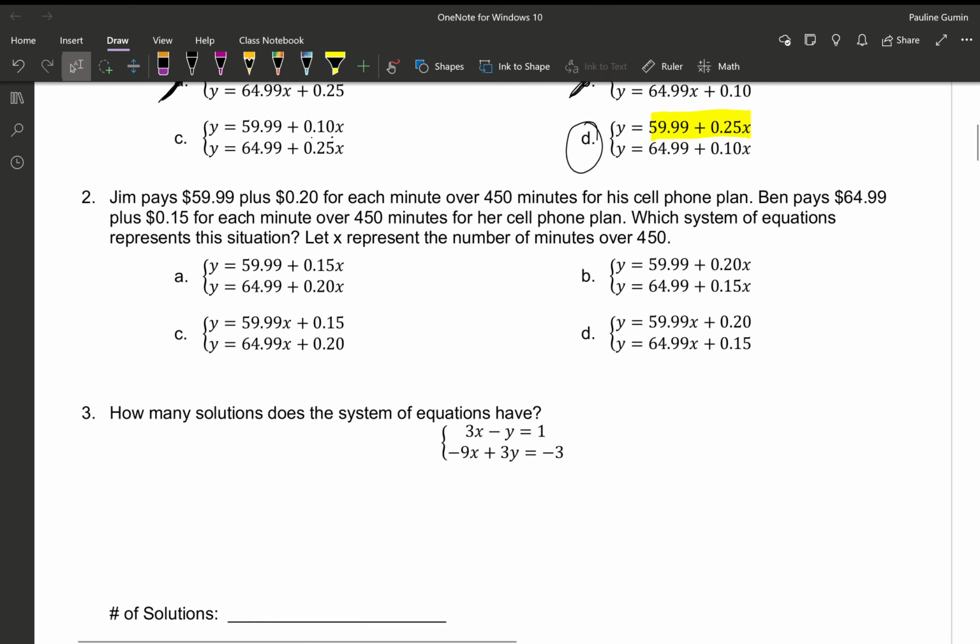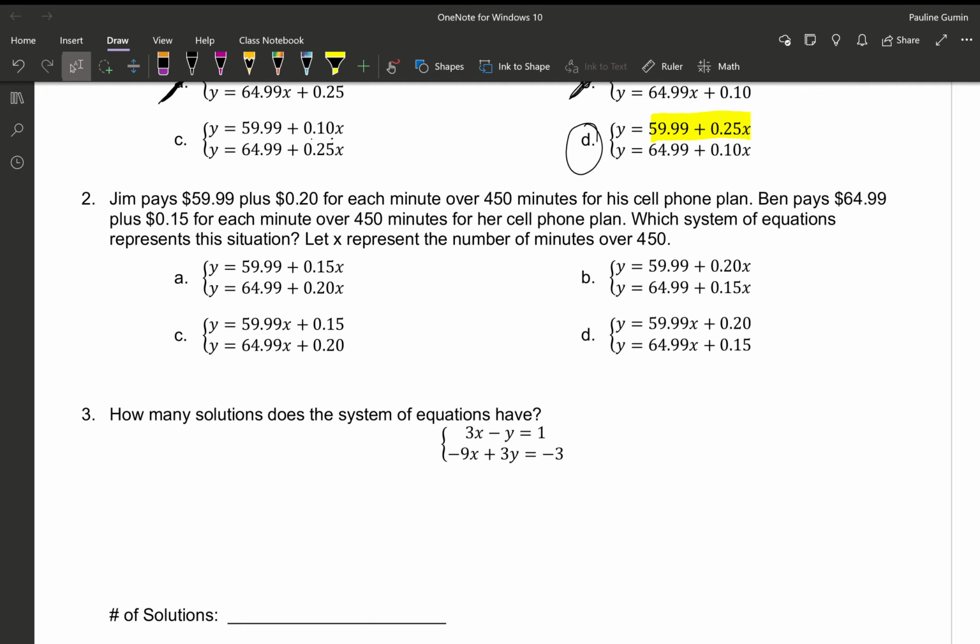Number 2. Jim pays $59.99 plus 20 cents for each minute over 450 minutes. For his cell phone plan, Ben pays $64.99 plus 15 cents for each minute over 450 minutes for his cell phone plan. Which system of equations represents the situation? Let X represent the number of minutes over 450.